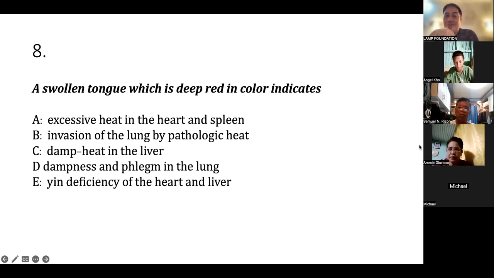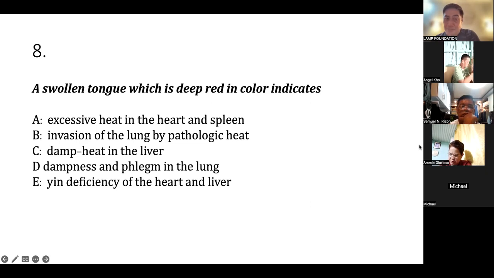Yellow coating. This is not yin deficiency. That's excess heat. You need to know the difference between excess heat and empty heat. Di ba? Iba ang excess sa empty. When you say empty heat, the heat is due to deficiency, yin deficiency. When you say excess heat, it's due to too much yang, right?